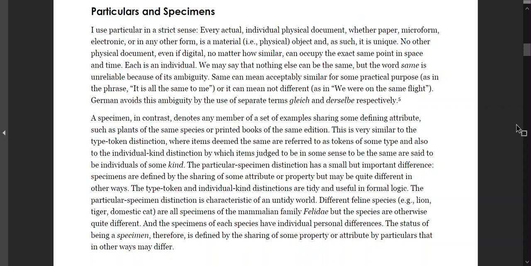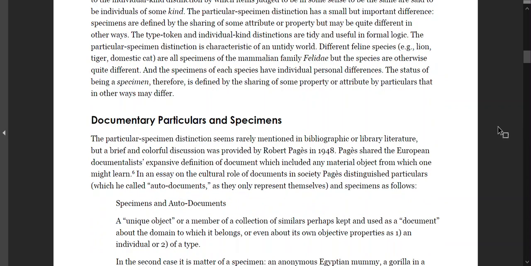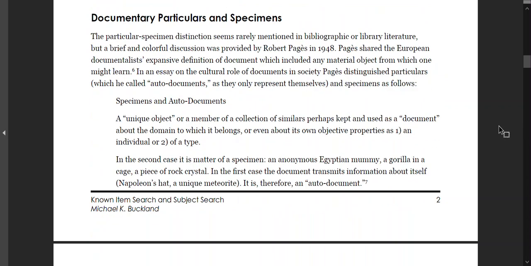The status of being a specimen, therefore, is defined by sharing some property or attribute by particulars that may in other ways differ. Okay, now there's some intellectual underpinning. I should have gotten this earlier in my career. So, documentary particulars and specimens.